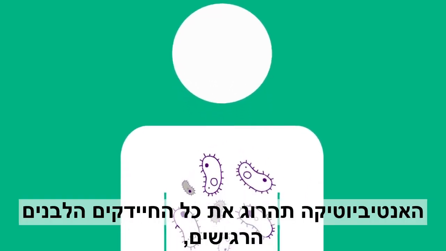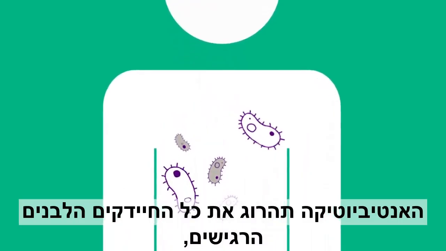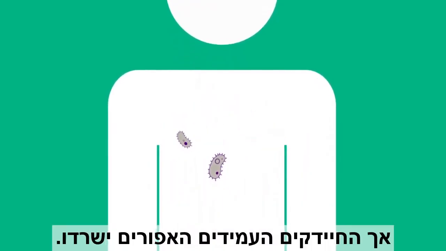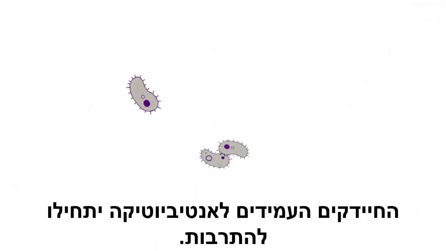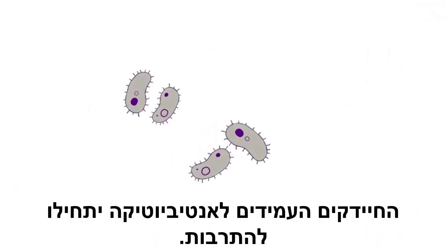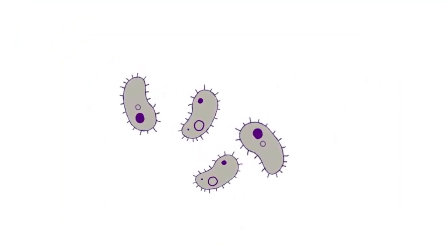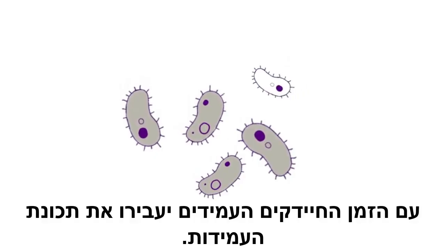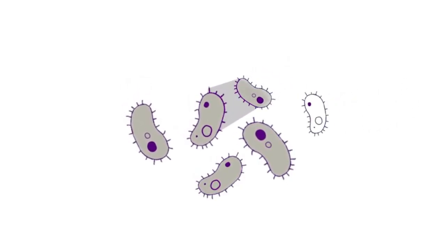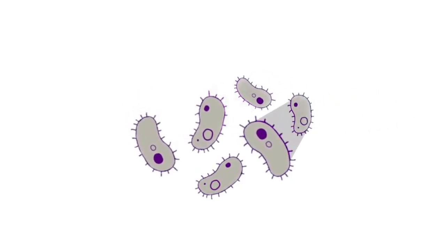The antibiotic will kill off all the susceptible white bacteria, but the grey-resistant bacteria will survive. These antibiotic-resistant bacteria will now reproduce. And in time, the resistant bacteria will confer their resistance to other formerly susceptible bacteria.